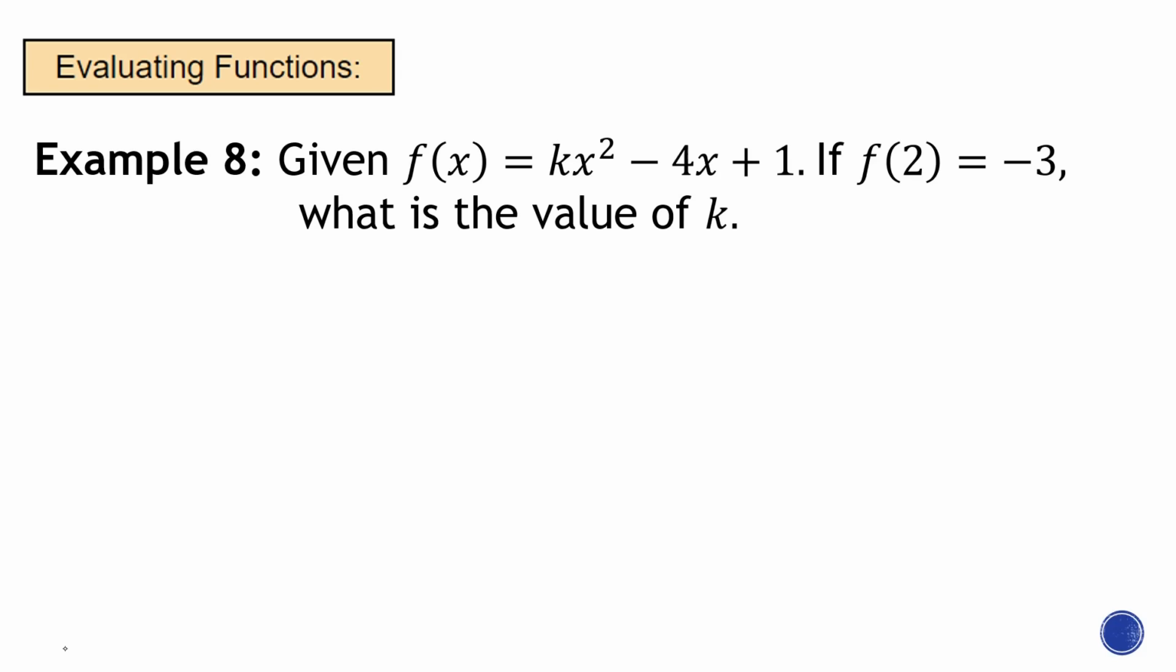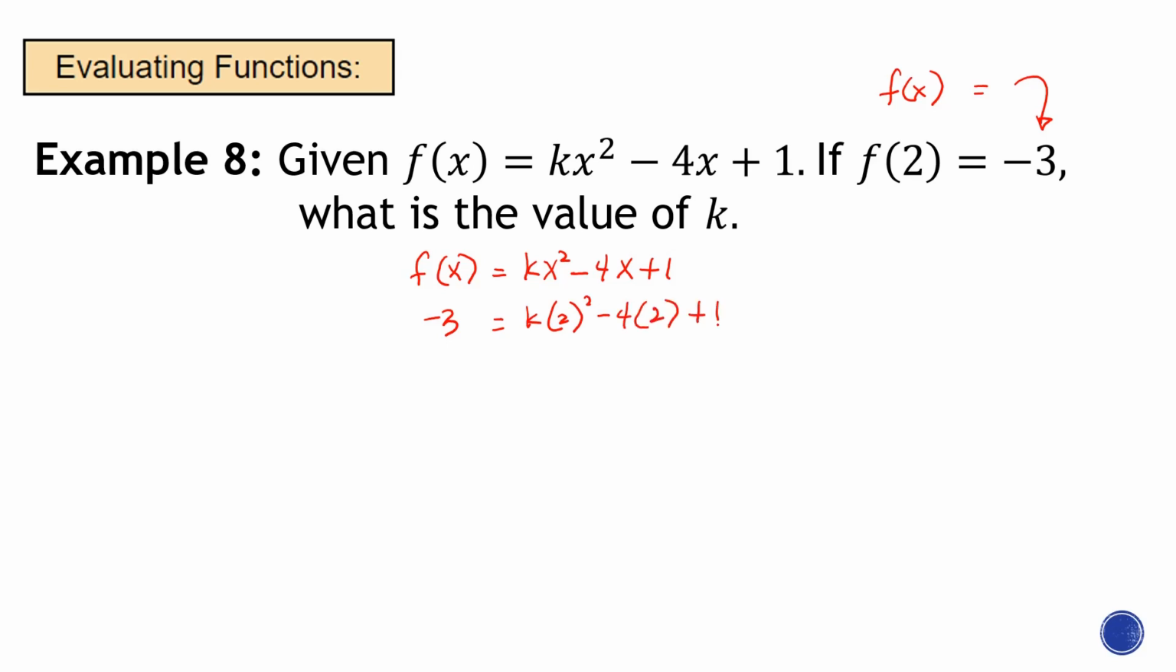First, I will write f of x equals kx squared minus 4x plus 1. So basically, I just rewrite the given. And then I will replace the f of x by negative 3. And our x is positive 2. So I will replace all the x's by positive 2.